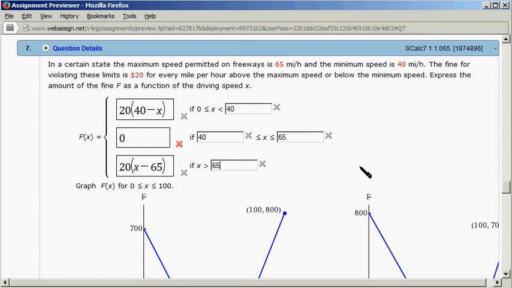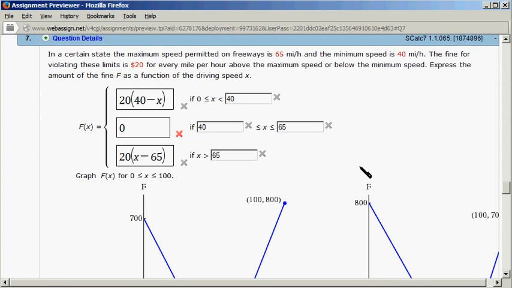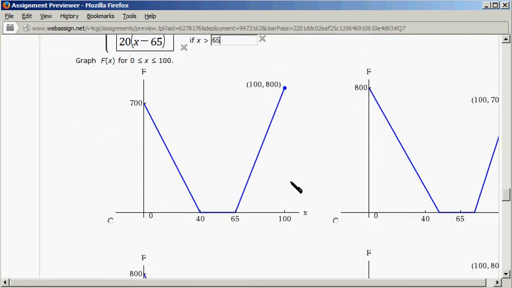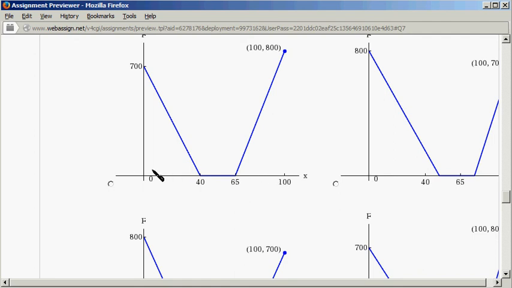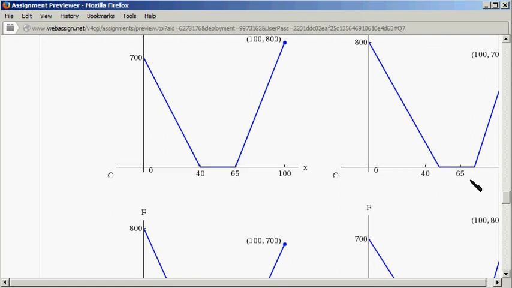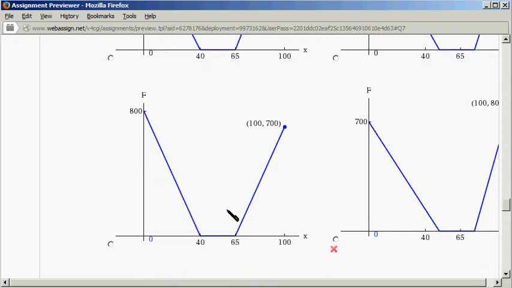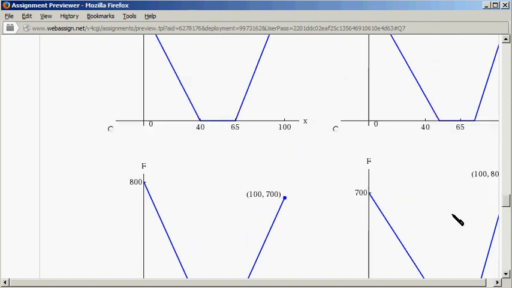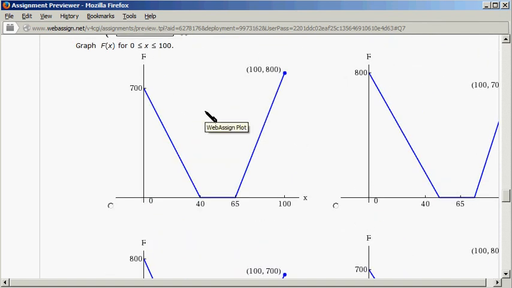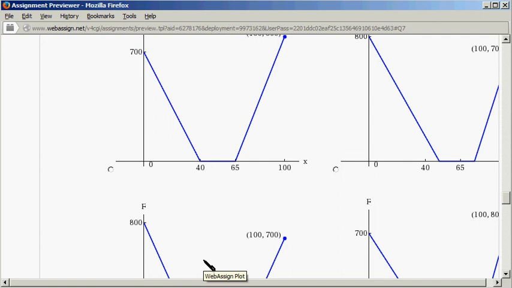Which one would be the correct graph for this function? We know that between 40 and 65, we have to get 0. If you go here, between 40 and 65 it seems like you're getting a 0, on the x-axis. Not this one, because between 40 and 65 we are not quite getting a 0. If you go down here, between 40 and 65 this is okay, but not that one. So it's between the first one and the third one.